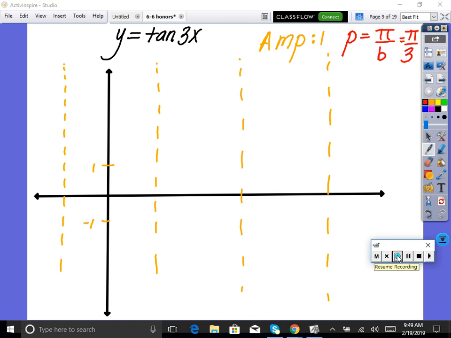So did you get a period of pi thirds? So then the distance from here to here is pi thirds. Same here. From here to here is pi thirds. From here to here is pi thirds. That's what period means, is length of a cycle. This is 1 cycle to 1 cycle to 1 cycle.